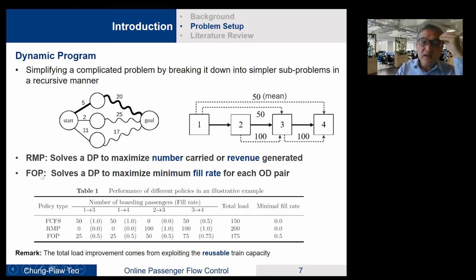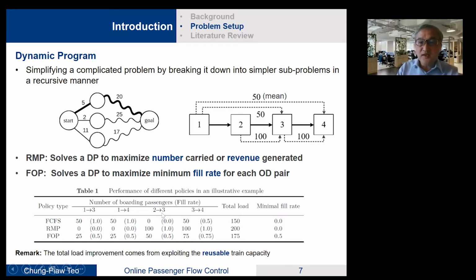Or you can think about using a DP to solve this problem with fill rate guarantee. For example, your objective could be to maximize the minimum fill rate. Fill rate is basically a measurement of the demand filled over the demand requested. For example, just now I mentioned, if you were to use the first come first serve policy from 1 to 3 and 1 to 4, you'll be able to carry 50 customers each, and the fill rate is 50 out of 50 for 1-3 and 50 out of 50 for 1-4. So you have a fill rate of 1.